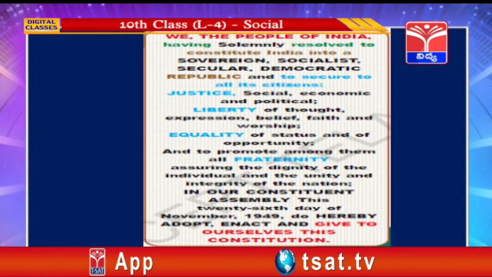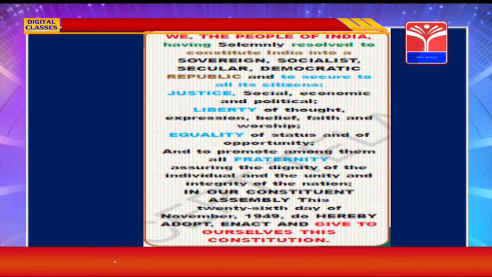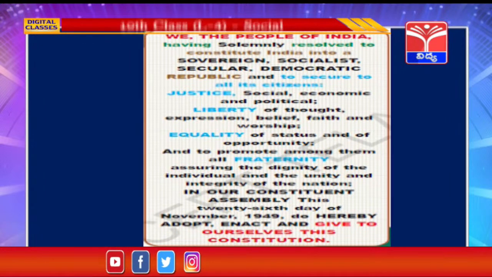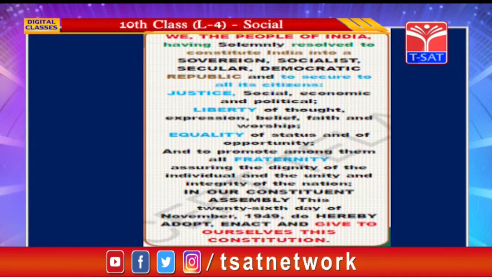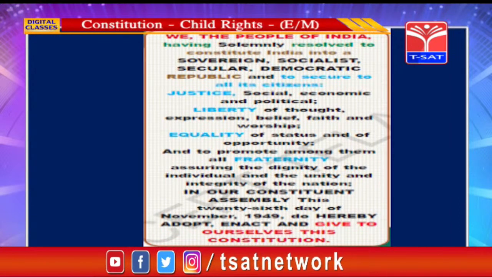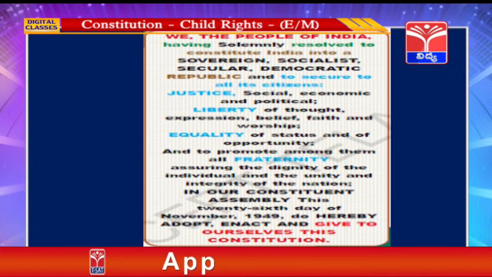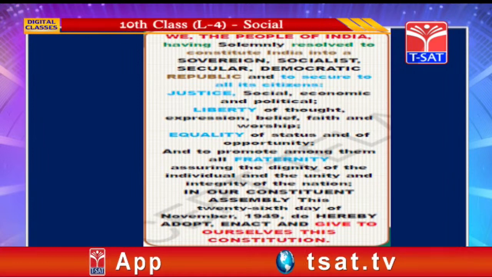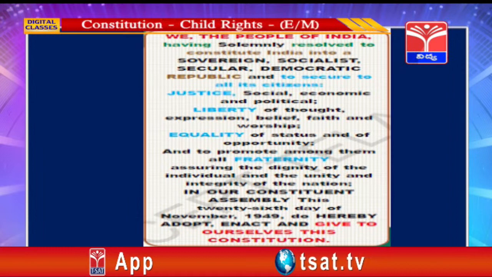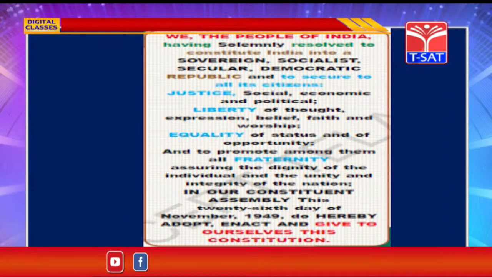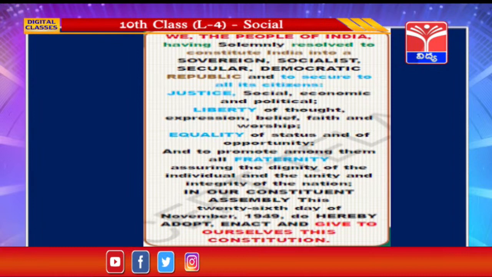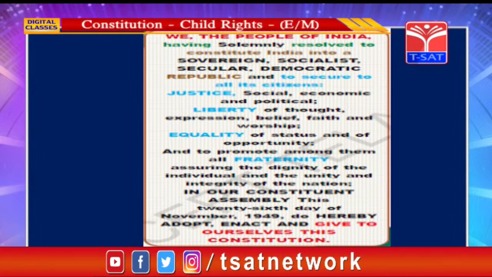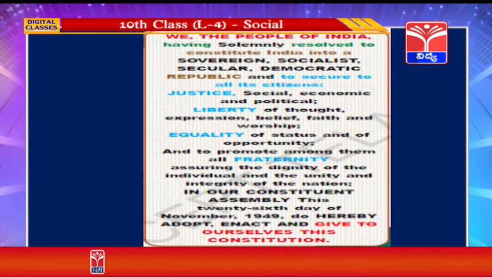If you see, "We the people of India, having solemnly resolved to constitute India into a sovereign, socialist, secular, democratic republic, and to secure justice, social, economic..." So all these things are there in the Constitution. You can read it clearly from your textbook, and we will go through the meaning of each and everything that is there.